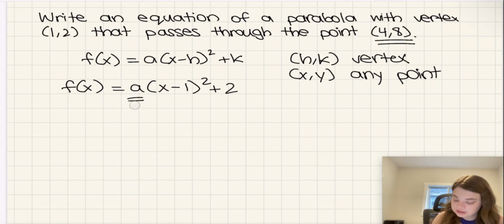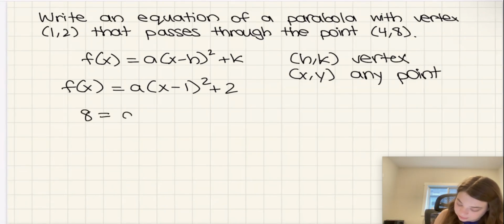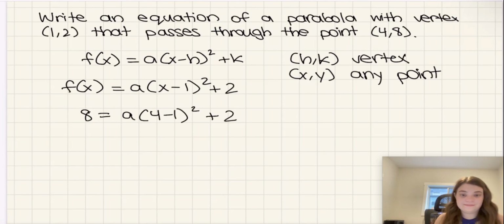So what we need to do next is plug in (4, 8) for x and y, or in this case for x and f(x). And we need to then solve for a. So I'm going to plug in 8 for f(x), and for x, I'm going to plug in 4. And then I'm just going to solve for a.